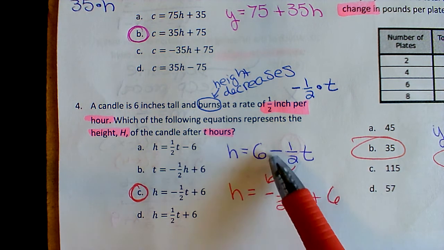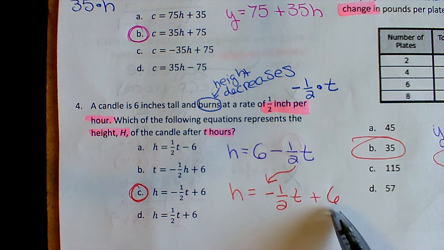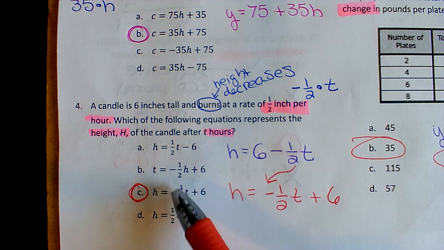Now you can also change the order on these, but make sure you notice, hey, this is a positive 6, so we should still have plus 6 right here. This is negative 1/2 t, so it still needs to be negative. That's why C is the answer.